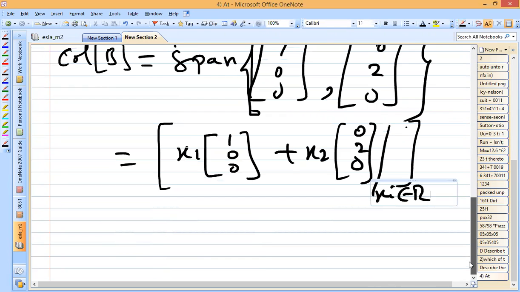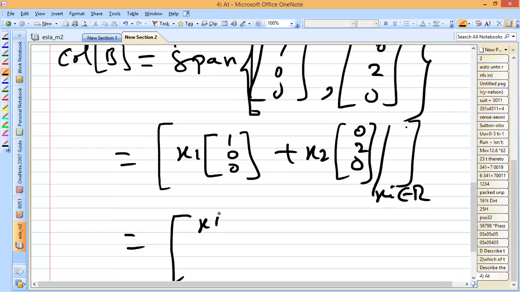So what equation will you be getting? What is the resultant matrix? x1 into 1 is x1 plus x2 into 0 is 0, that is x1 itself in the first row. Next, x1 into 0 is 0 plus x2 into 2 is 2x2. And then in the third row it will be 0.